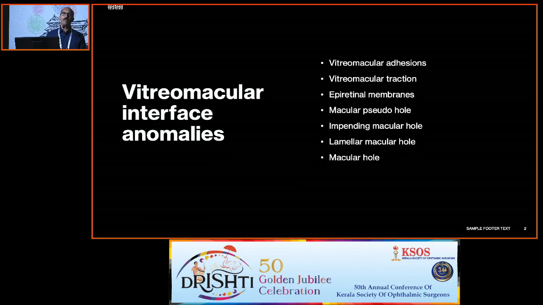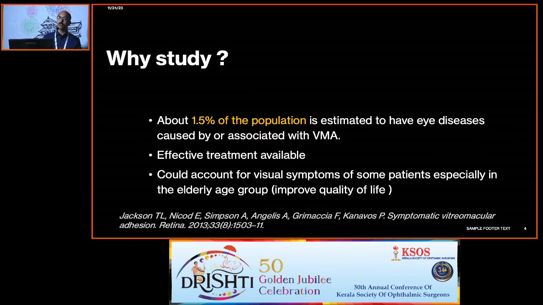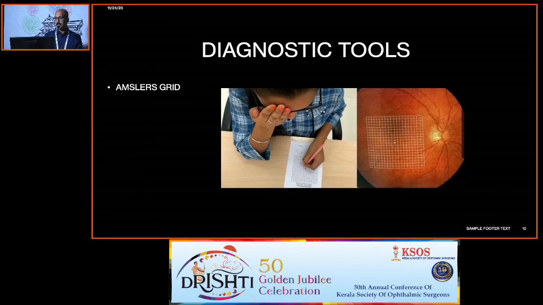So in the next few minutes, we'll be talking mostly about vitreomacular adhesions, vitreomacular tractions, macular holes, especially lamellar and full thickness macular hole, not forgetting epiretinal membranes. It is found in 1.5% of the population. So the magnitude of the problem is larger than what we think. And one of the important diagnostic tools is a simple Amsler's grid. This is going to tell you whether the patient has metamorphopsia or not.